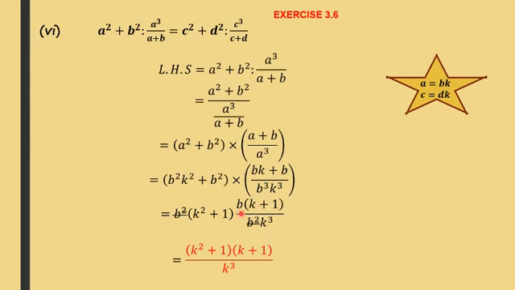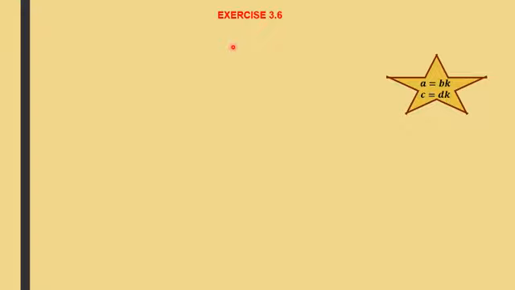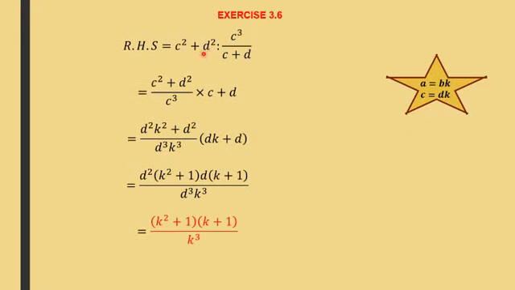B square into B is B cube. This B cube cancels with the B cube of the denominator. We have only (K square plus 1) into (K plus 1) divided by K cube, which is our left hand side. Now right hand side is C square plus D square ratio C cube over C plus D. Ratio means division, and when division is converted into multiplication, we have the reciprocal. So C plus D over C cube.